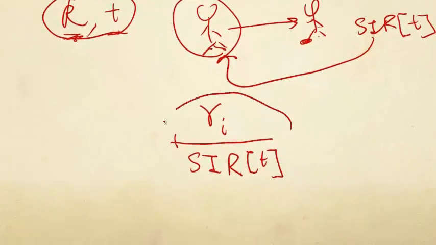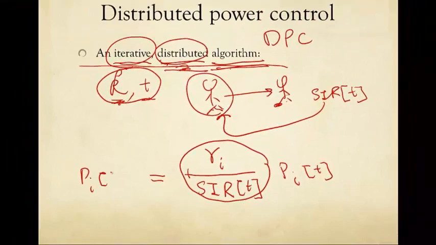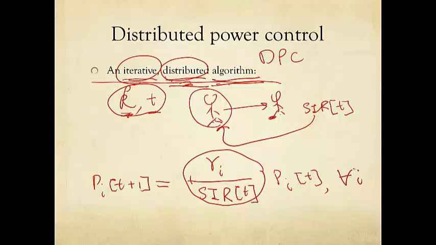And I say, this is my gain parameter. I'm going to multiply my current transmit power at time t by this ratio, and that will be my transmit power at the next discrete time, t plus 1. And this is true for all the pairs i, so we use this notation, for all i. And that's it. This is DPC.